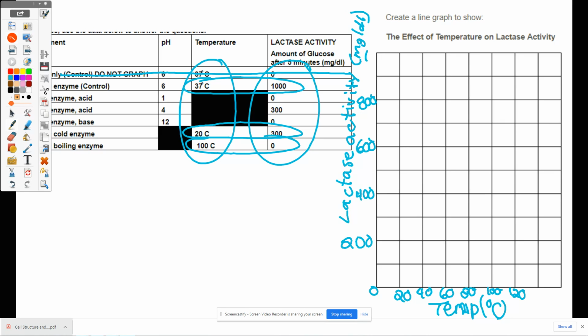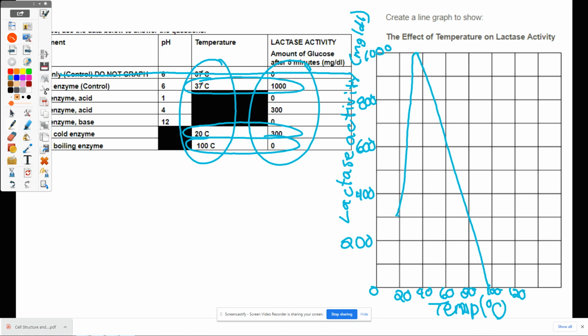And then I'm going to look at my data and say, okay, where do I plot my points? So 37 degrees, I'm going to be at 1,000, so about there. And then at 20 degrees, I'm going to be at 300. And at 100 degrees, I will be at 0. And so we get a graph that looks something like that.